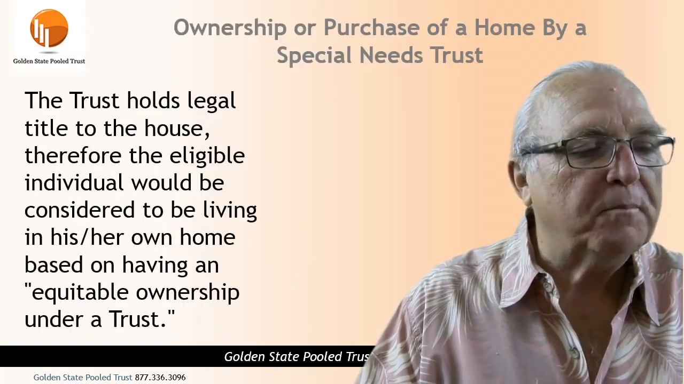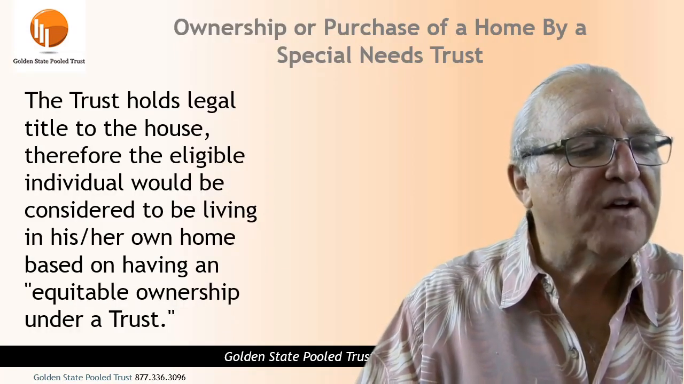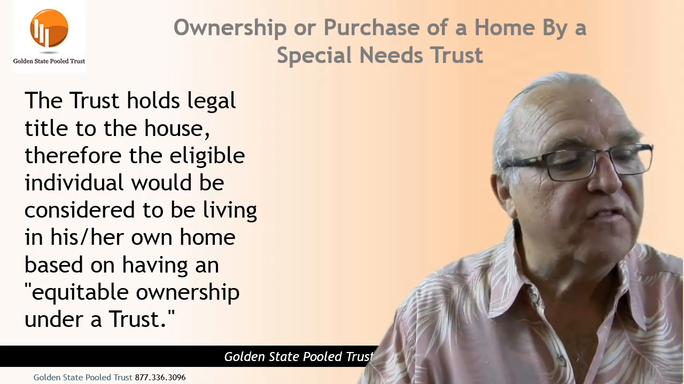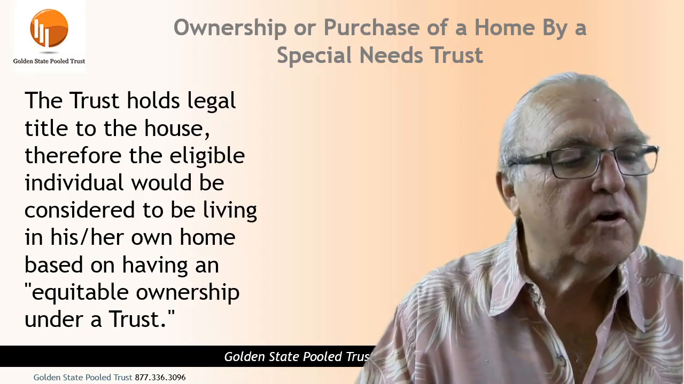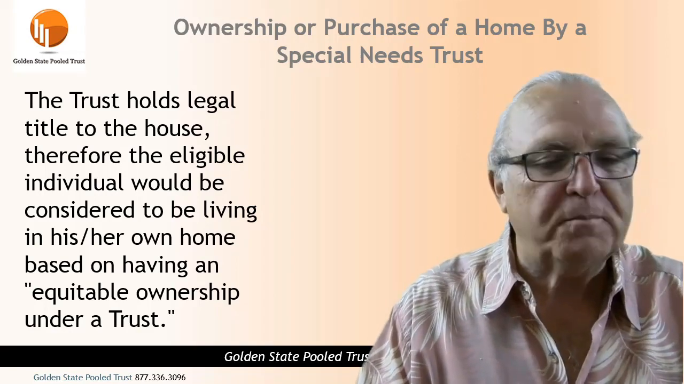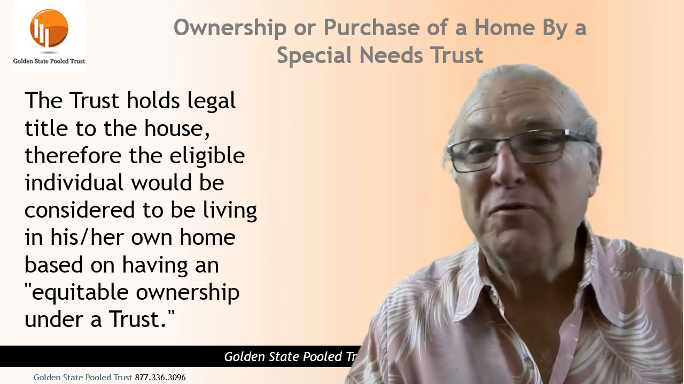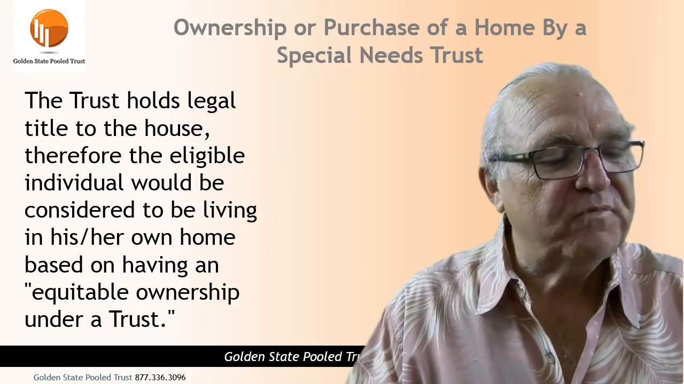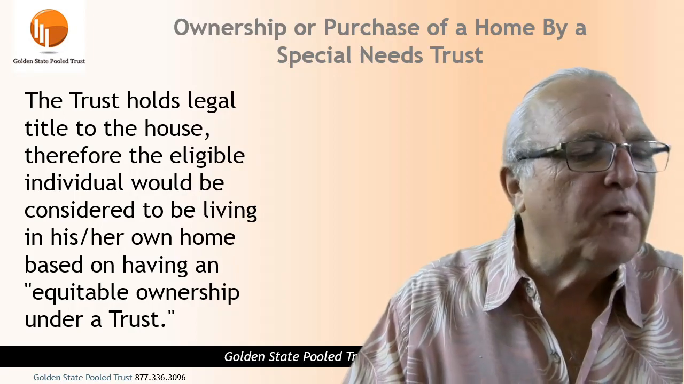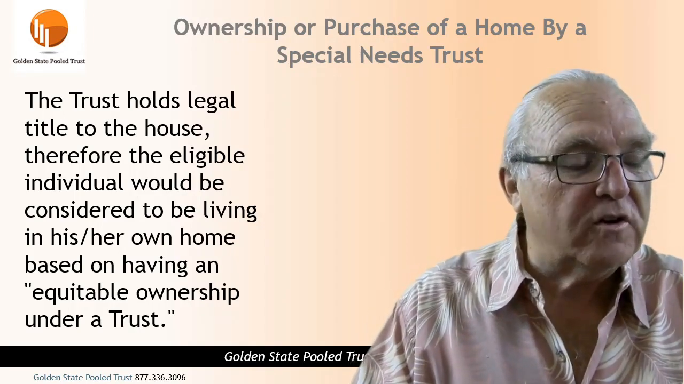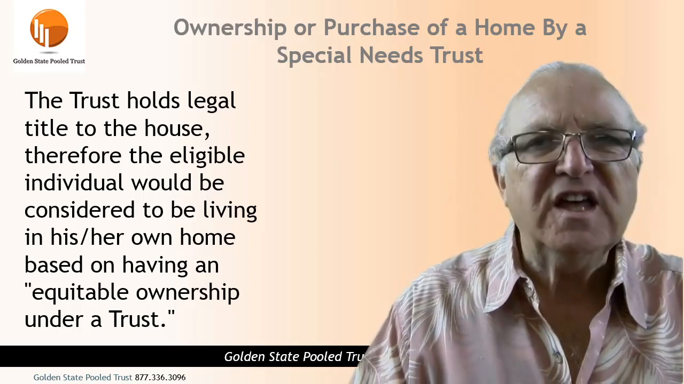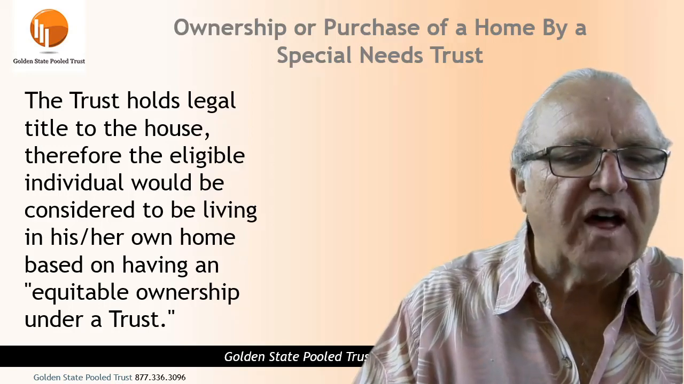So let's get back to our example with the POMS. If the trust owns legal title to the house, therefore the eligible individual would be considered to be living in his or her own home based on a concept that Social Security has called equitable ownership under the trust. Now, between you and I, that has never made any sense to me, and this is a change that was made a little over 10 years ago. I certainly wouldn't argue with it because I like the result. So what they're basically saying is we're going to treat the beneficiary as owning the house, even though they don't actually have legal title to the house.